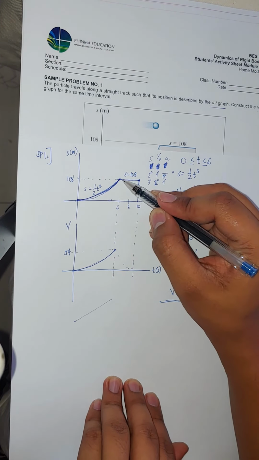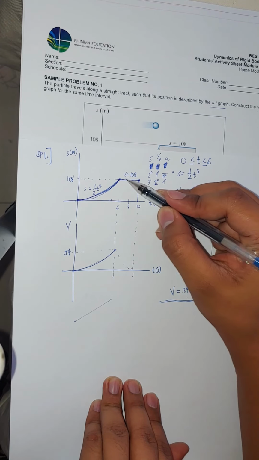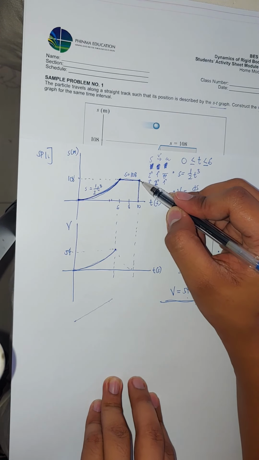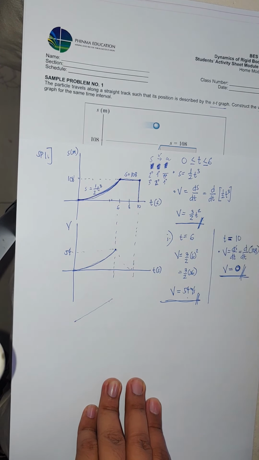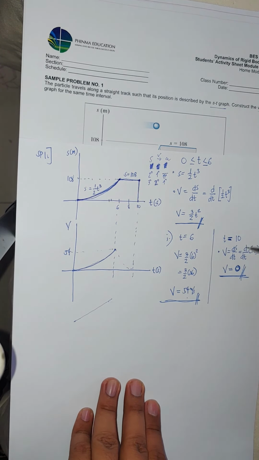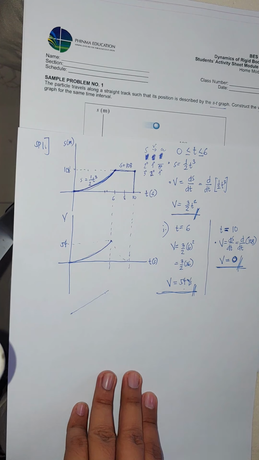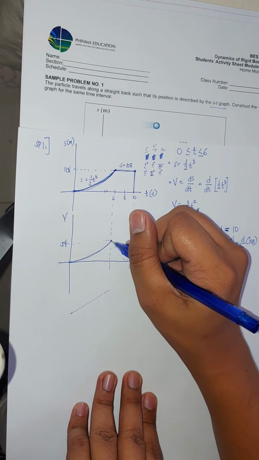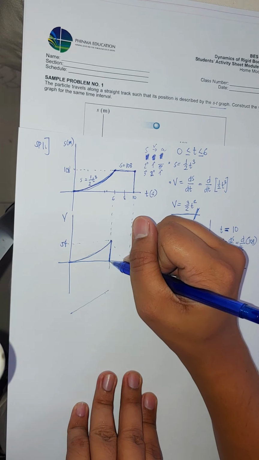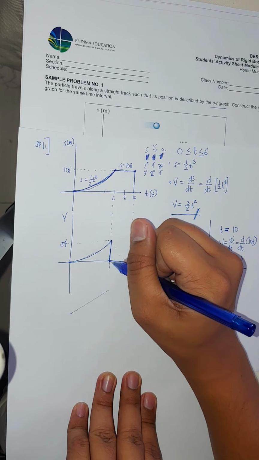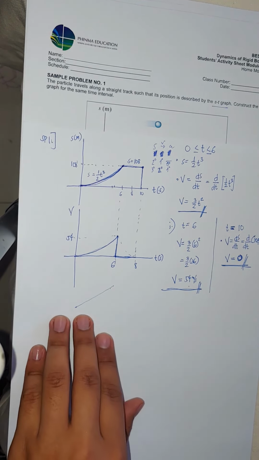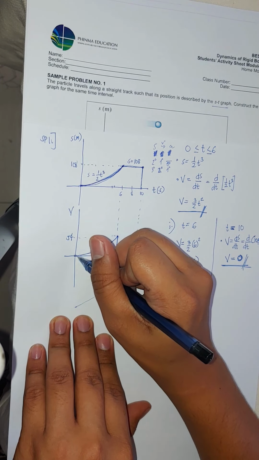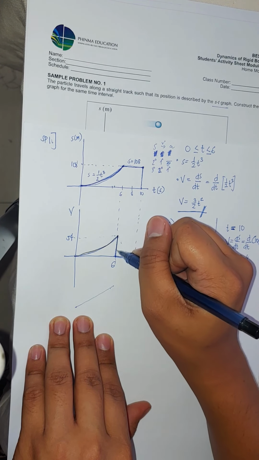So how about this one? This is not first degree. This is 0. Since our velocity is 0, then our graph on this side is just like this. 0. To give emphasis, like this.